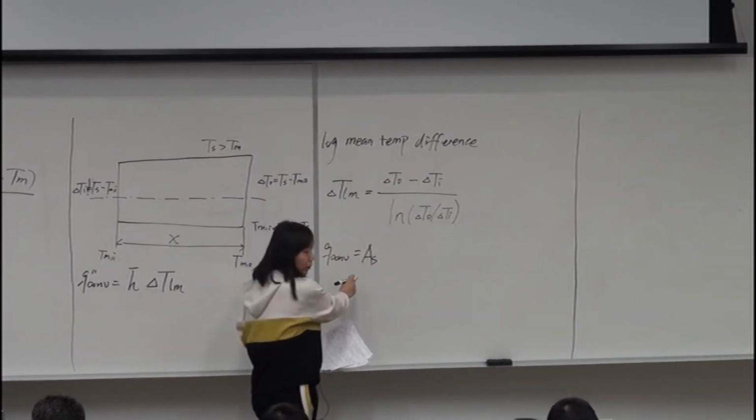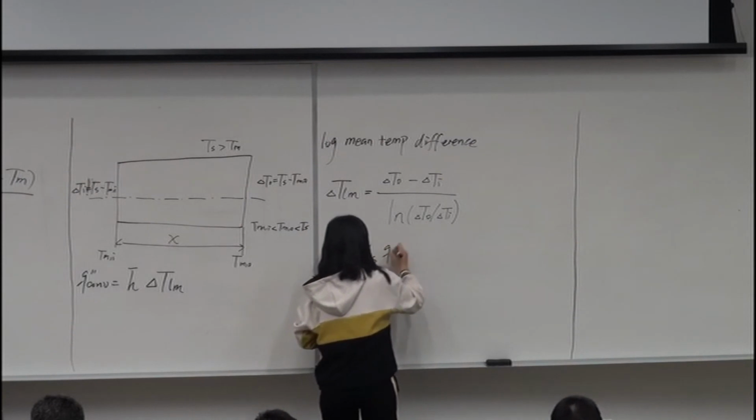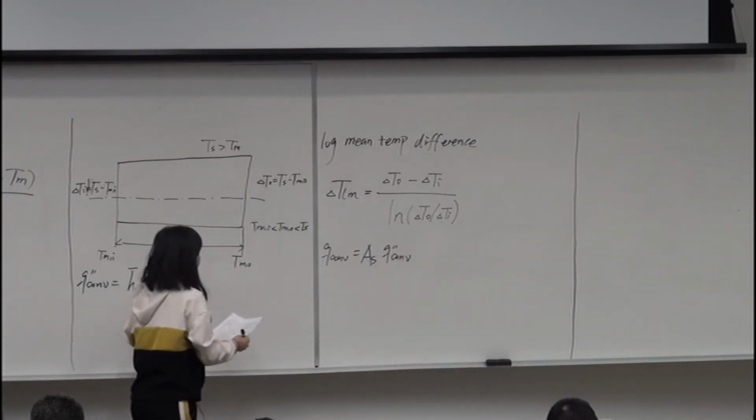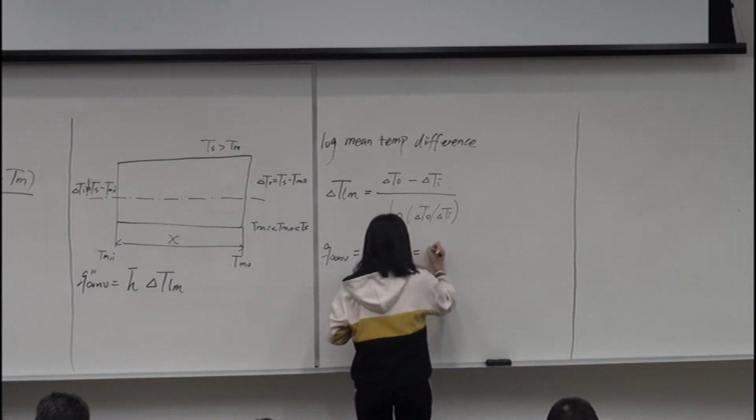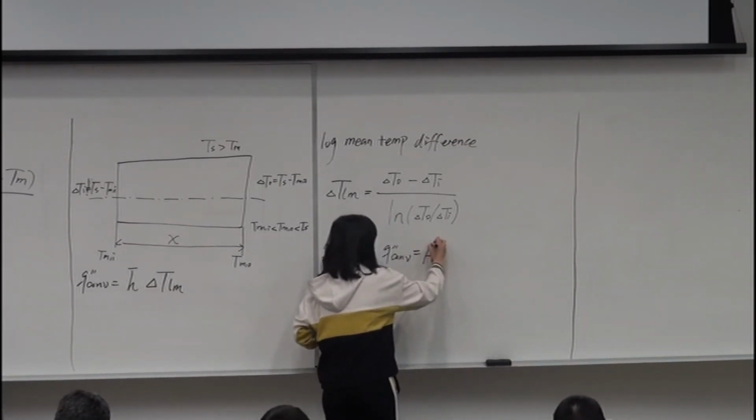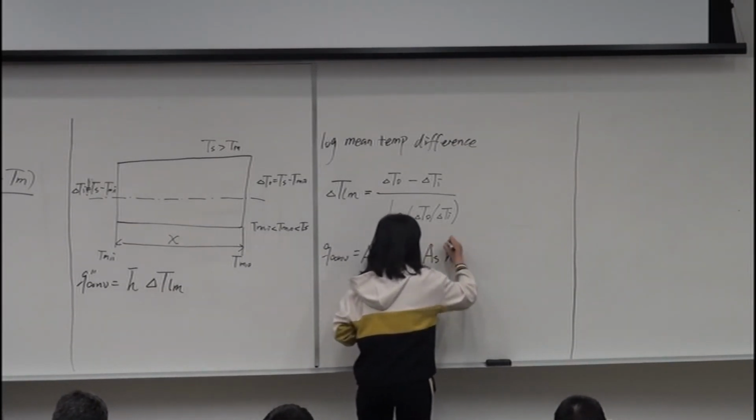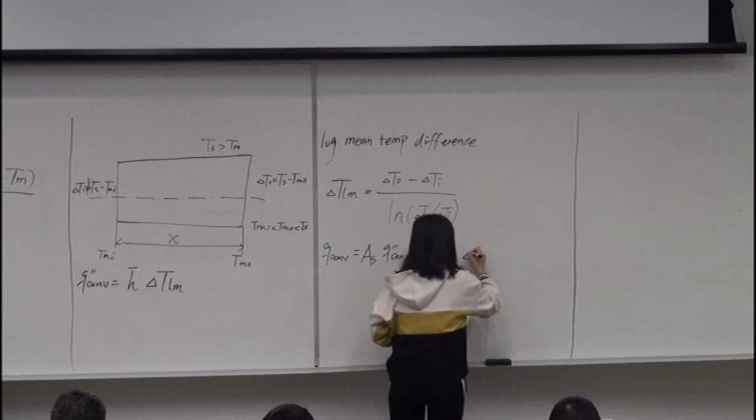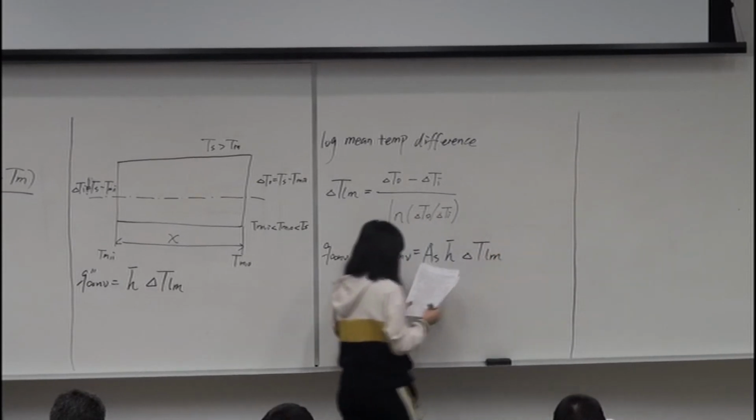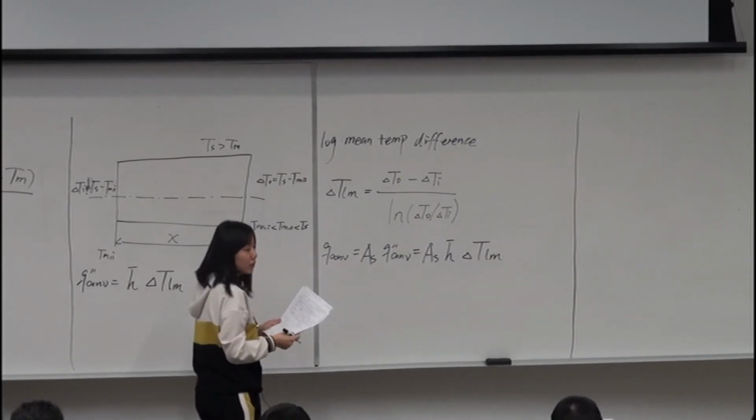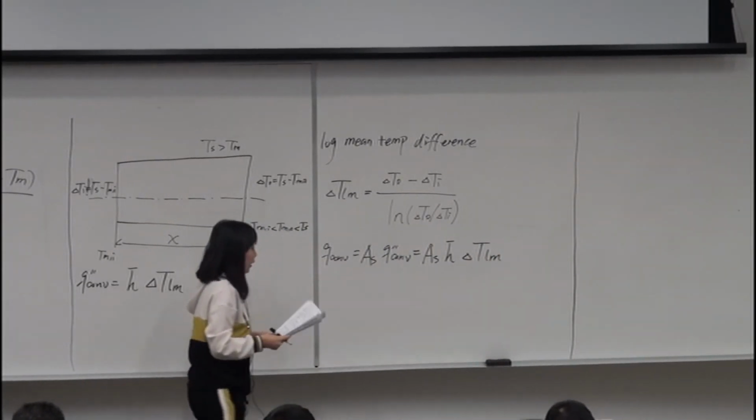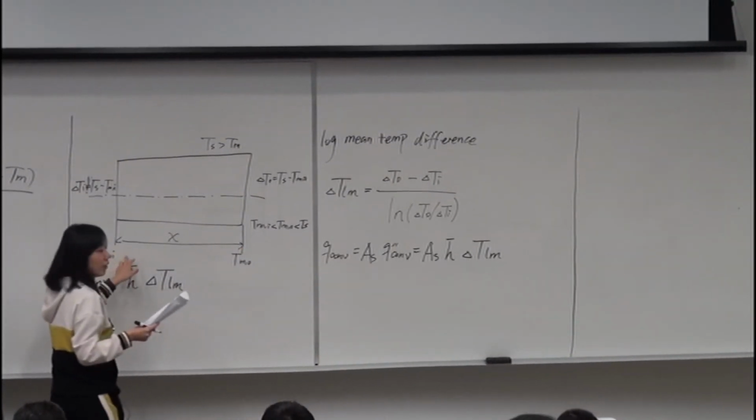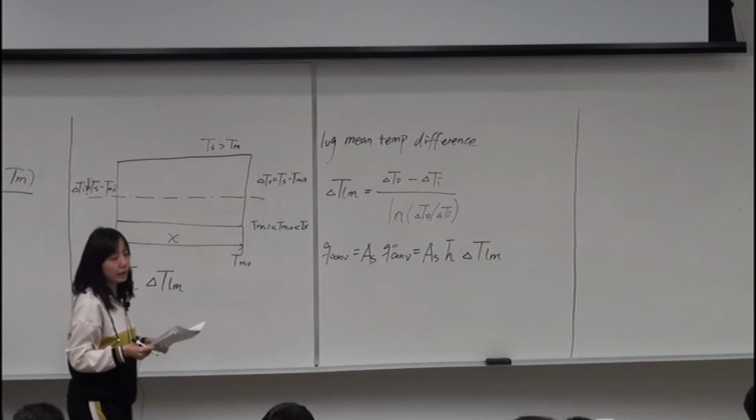It is the surface area exposed to convection times the convective heat flux, and we know it can be approximated by the average heat transfer coefficient and the log mean temperature difference, delta T_LM. That's the way we calculate heat exchange by convection for a finite length of tube for internal flows.